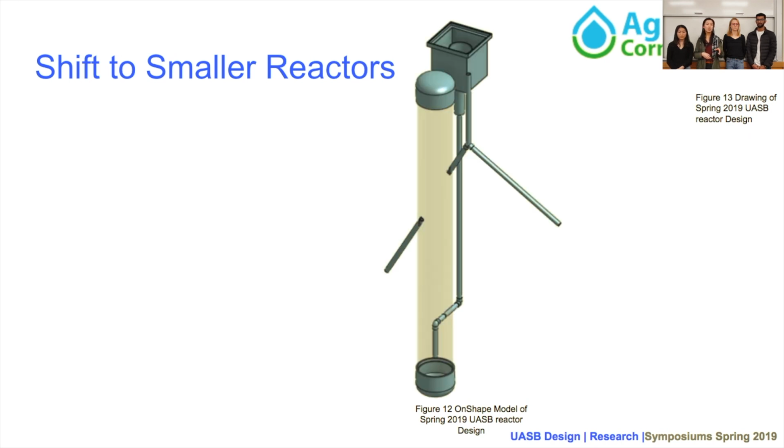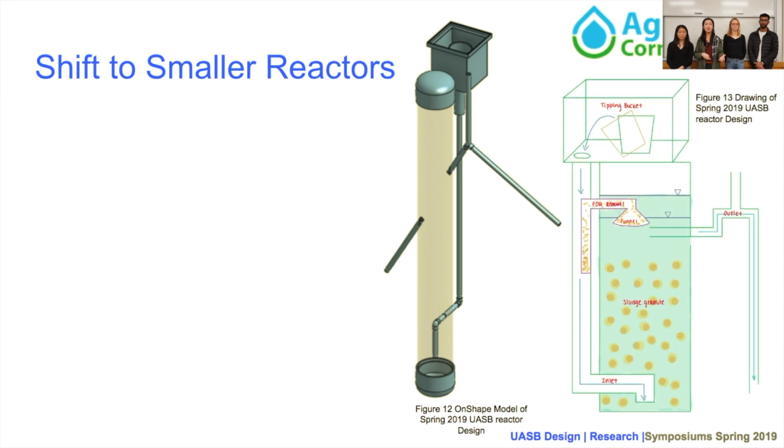Here we have a CAD model of what it's going to look like. It's switching from our original reactor, which is 3 feet in diameter, to now 10 inches in diameter. It's generally the same system, so influent tipping bucket system into one pipe instead of 4, and then an effluent and a sludge weir. We've also added an FOG removal system that gets rid of any fats, oils, and greases.